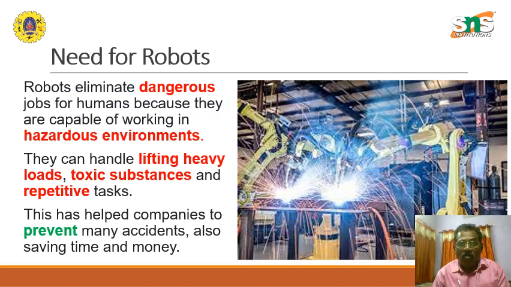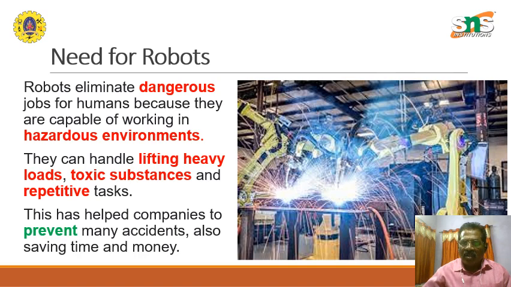Now, what is the need for robots? Robots are used to eliminate dangerous jobs for humans because they are capable of working in very hazardous environments. They can handle very heavy or toxic substances and repetitive tasks. They go to places where human beings are not advised to go. For example, in a paint shop, the paint molecules are floating everywhere, and otherwise your nostrils would get painted. This has helped companies prevent many accidents and also save time and money.